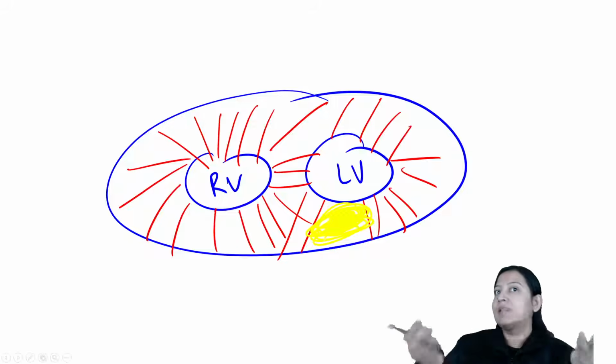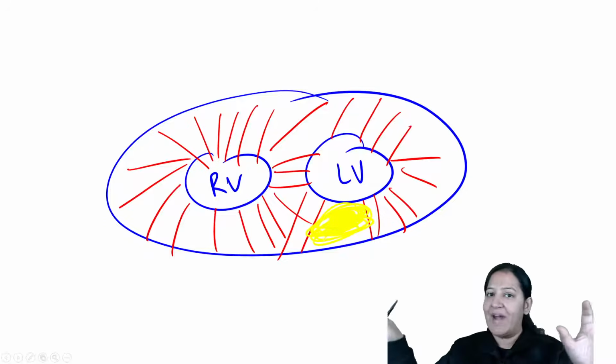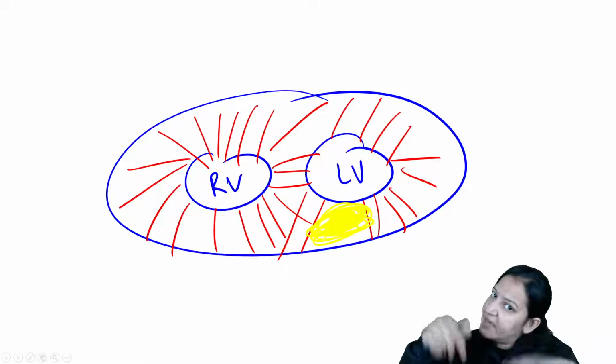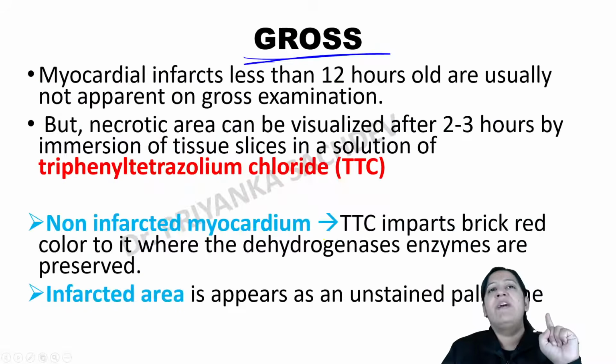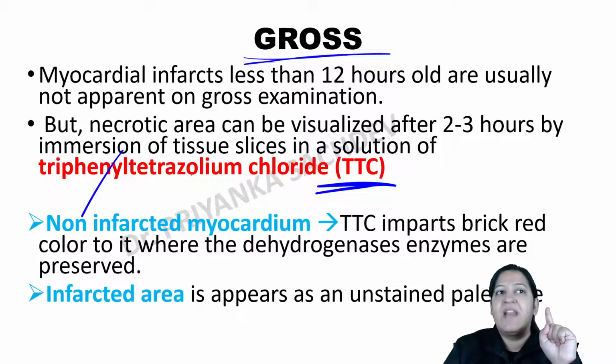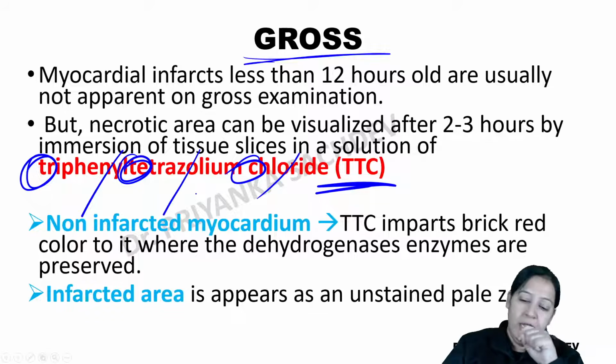So we will see all the slices again. All slices will be red. The area which is yellow is the infarcted area. So it is an easy way to find out using a dye known as TTC, triphenyl tetrazolium chloride. That is the full form of TTC.